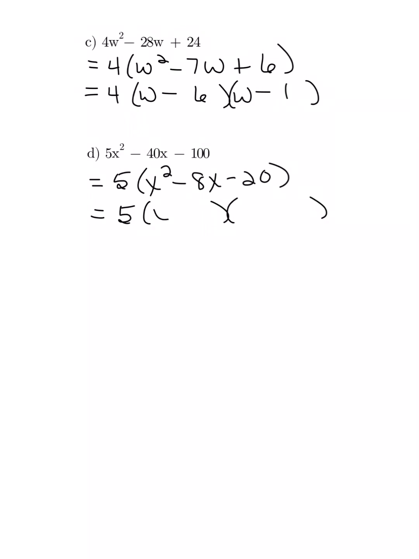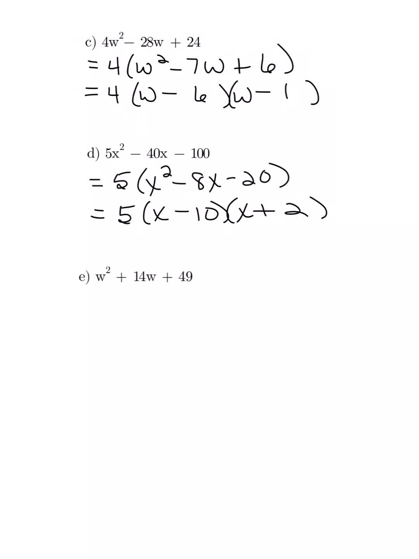We know we have to have an x in the beginning. Our last term is negative 20. So we need to think of factors of 20 that would combine somehow, adding or subtracting, to give us 8. That is 10 and 2. One of those has to be negative. The bigger factor has to match the sign of the middle term. The bigger factor is the 10. The middle term is negative. So we're going to do minus 10 and plus 2.